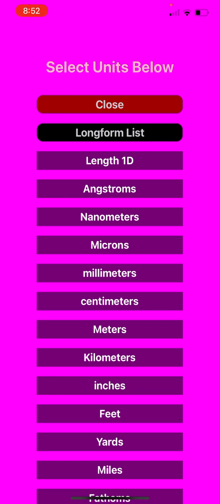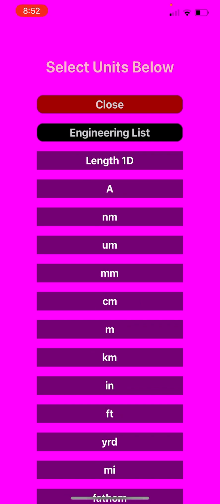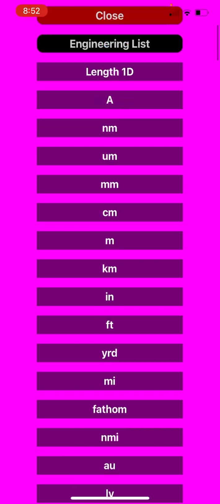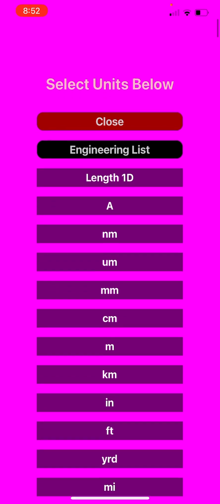Now you can see the next one down, you have the long form list, and what that means is these are written out like angstroms versus just a symbol. If I press that button again, I get an engineering list. On the engineering list, these are in engineering style units where they're abbreviated, like cm for centimeter or m for meter. So for most people, they might want to stay in the long form list. And even some engineers will be like, I'm not 100% sure what this symbol is in this context. But for a lot of people, if you're trying to match, we have both.